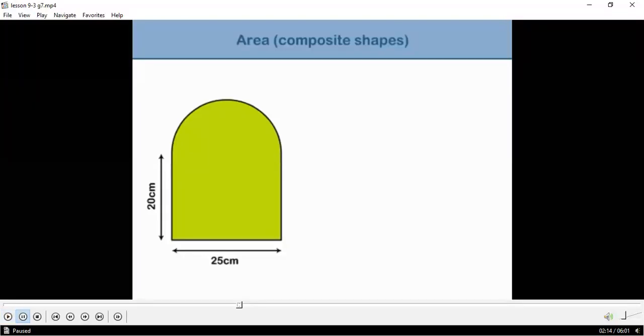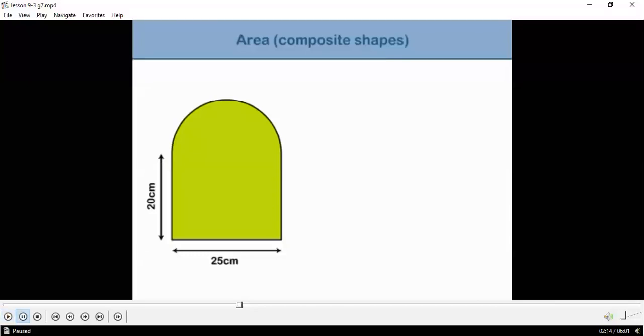Okay, then for any composite figure, we have to calculate the area of each part, and by the end, what do we have to do, Kareem? Kareem? Yes. Hannah, Kareem, okay, can you hear me well? Yes. Did you understand the first example? Yes.